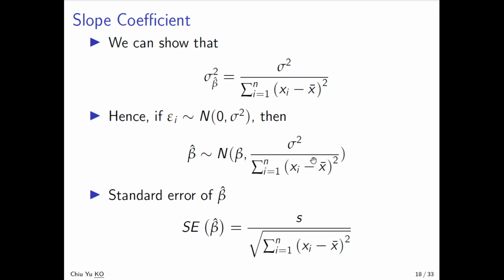The standard error is defined by replacing sigma with s, and taking the square root of the denominator, because that's called the standard error. So we're trying to show the first bullet point, why this is true. A little bit technical, so bear with me.